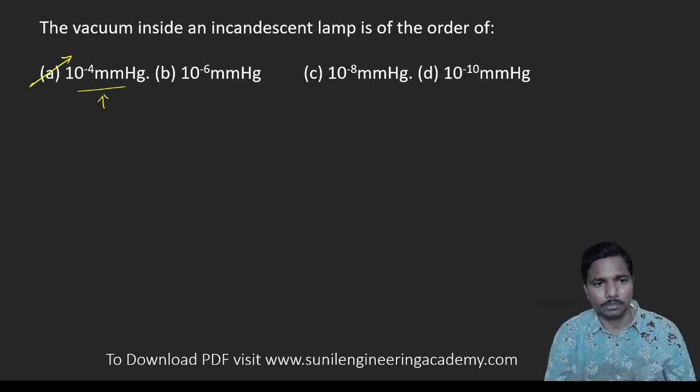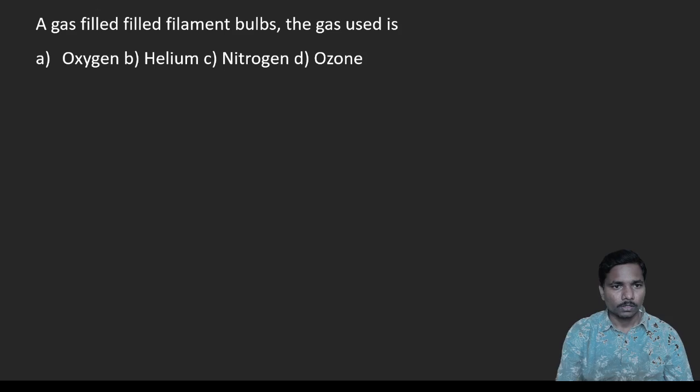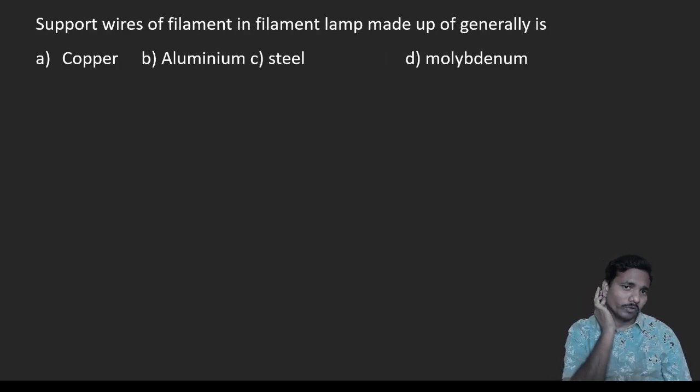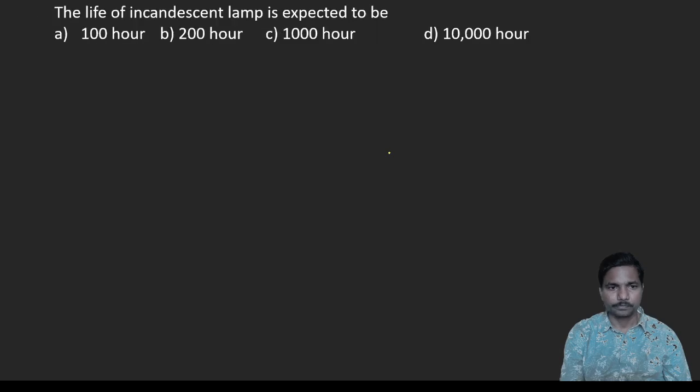The gas filled in the filament bulbs, the gas used is dash. Here argon is not given, so we can go with nitrogen. The support wires, I have already given, are made of molybdenum. The life of an incandescent lamp is very less, approximately 1000 hours.